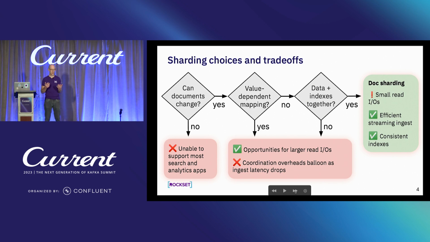We get efficient streaming ingest, because now all of the work of ingest happens in a single machine, or potentially even a single thread, so we don't have coordination and contention overheads. And this benefit for reducing the coordination overheads extends to query time as well, because now it's really easy to get a consistent view of the indexes, because even at read time, we're operating within a single consistency domain when we access the data and the indexes.